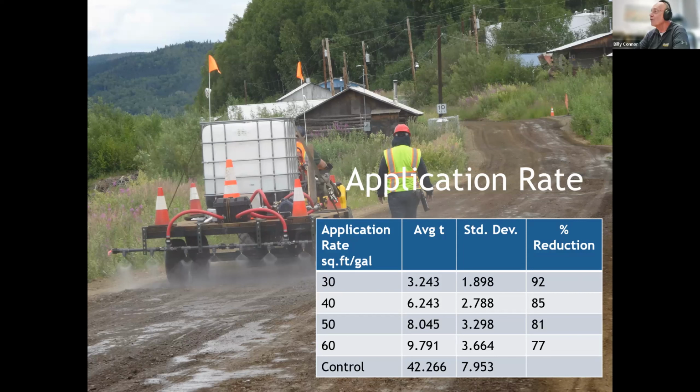The other thing you would notice is the column labeled standard deviation, that gives us how much it varies. You'll also notice that the variability in what you're putting down goes up dramatically as you increase the application rate. So that's another clue that it's not going to be working well.